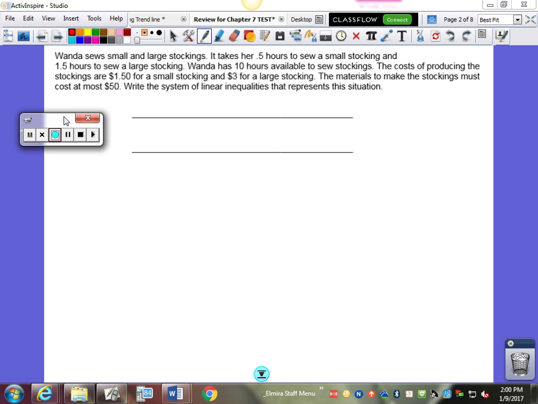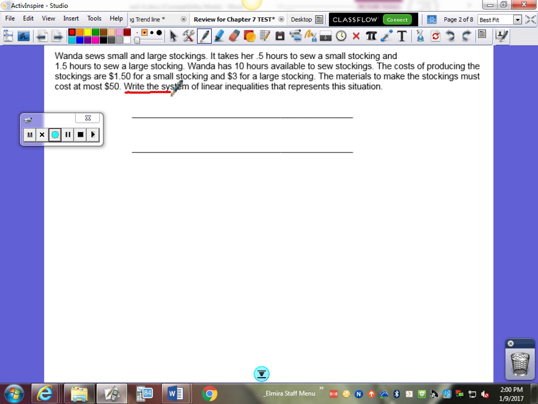A word problem. Wanda sews small and large stockings. It takes her a half hour, or 0.5 hours, to sew a small stocking and 1.5 hours to sew a large stocking. Wanda has 10 hours available to sew stockings. The cost of producing stockings is $1.50 for a small stocking and $3 for a large stocking. The materials to make the stockings must cost at most $50. Write a system of inequalities that represents the situation.